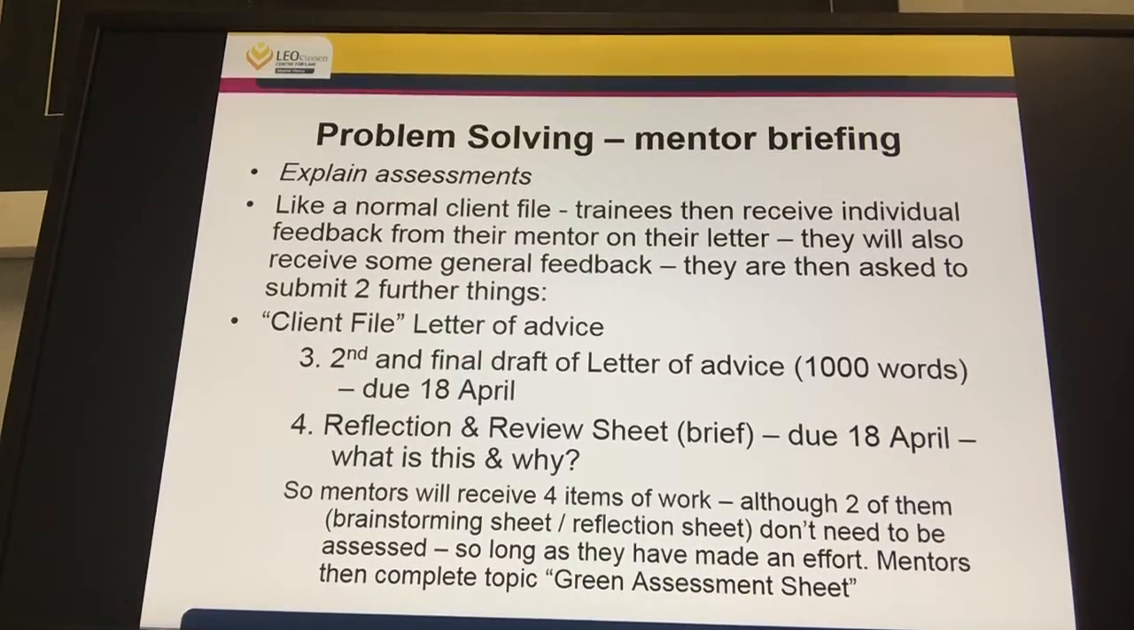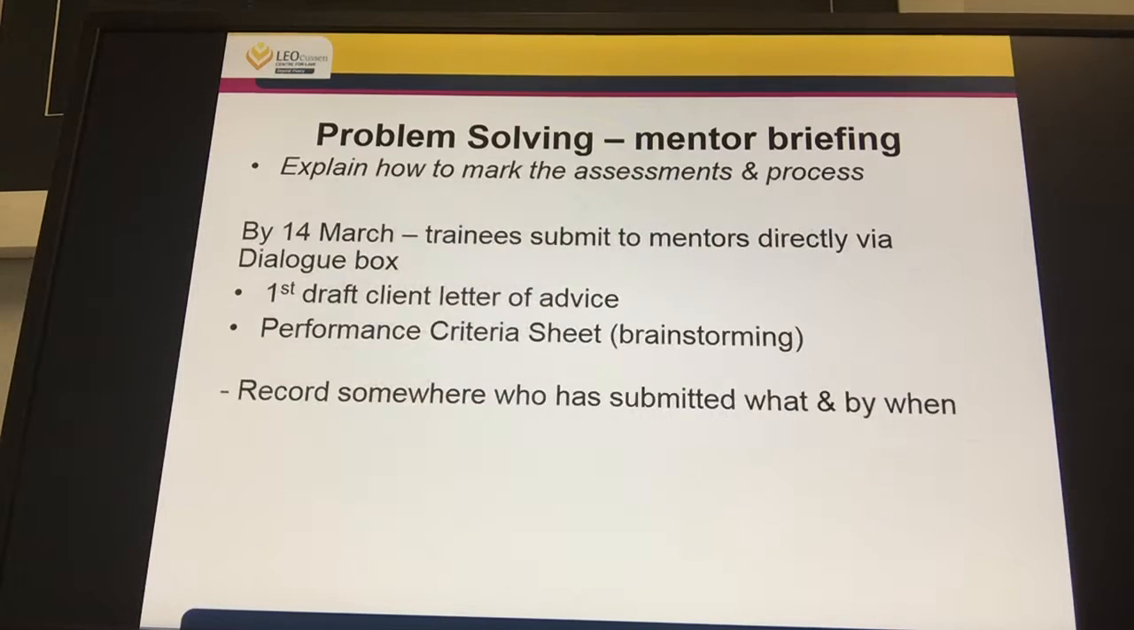So mentors will receive 4 items of work during problem solving, although 2 of them, the brainstorming sheet and reflection sheet, don't need to be assessed, so long as they've made an effort. So it's the first draft, second draft, reflection sheet, performance criteria sheet, and then you complete the general green assessment sheet. So by the 14th of March, this is under the heading of how to mark the assessments and process. By 14th of March, trainees submit to their mentors directly the first draft of the client letter of advice and the performance criteria sheet, the brainstorming.